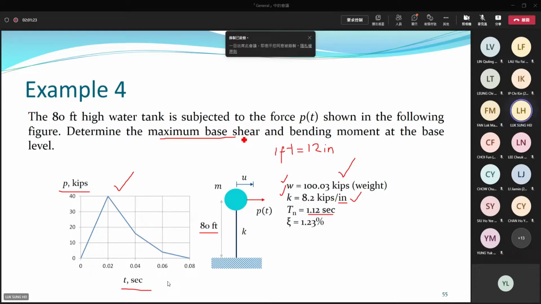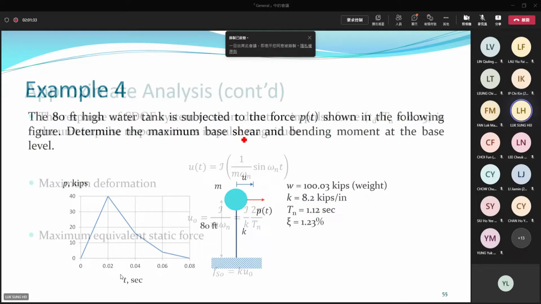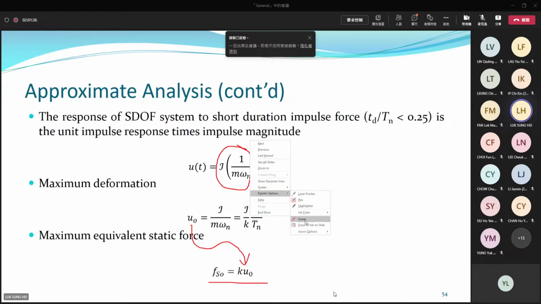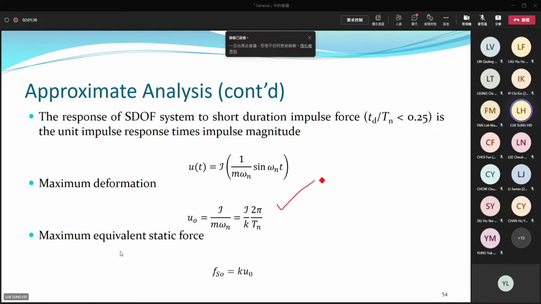But for this kind of dynamic problem, just like the Sylvus method, we have to find out displacement first and then find out the corresponding forces. We have to find out the displacement first, like here. For structures under pulse, you can find out the displacement using approximate analysis. If you know displacement, you can evaluate the corresponding equivalent static force, which may help you to find out the moment and shear force at the base level.